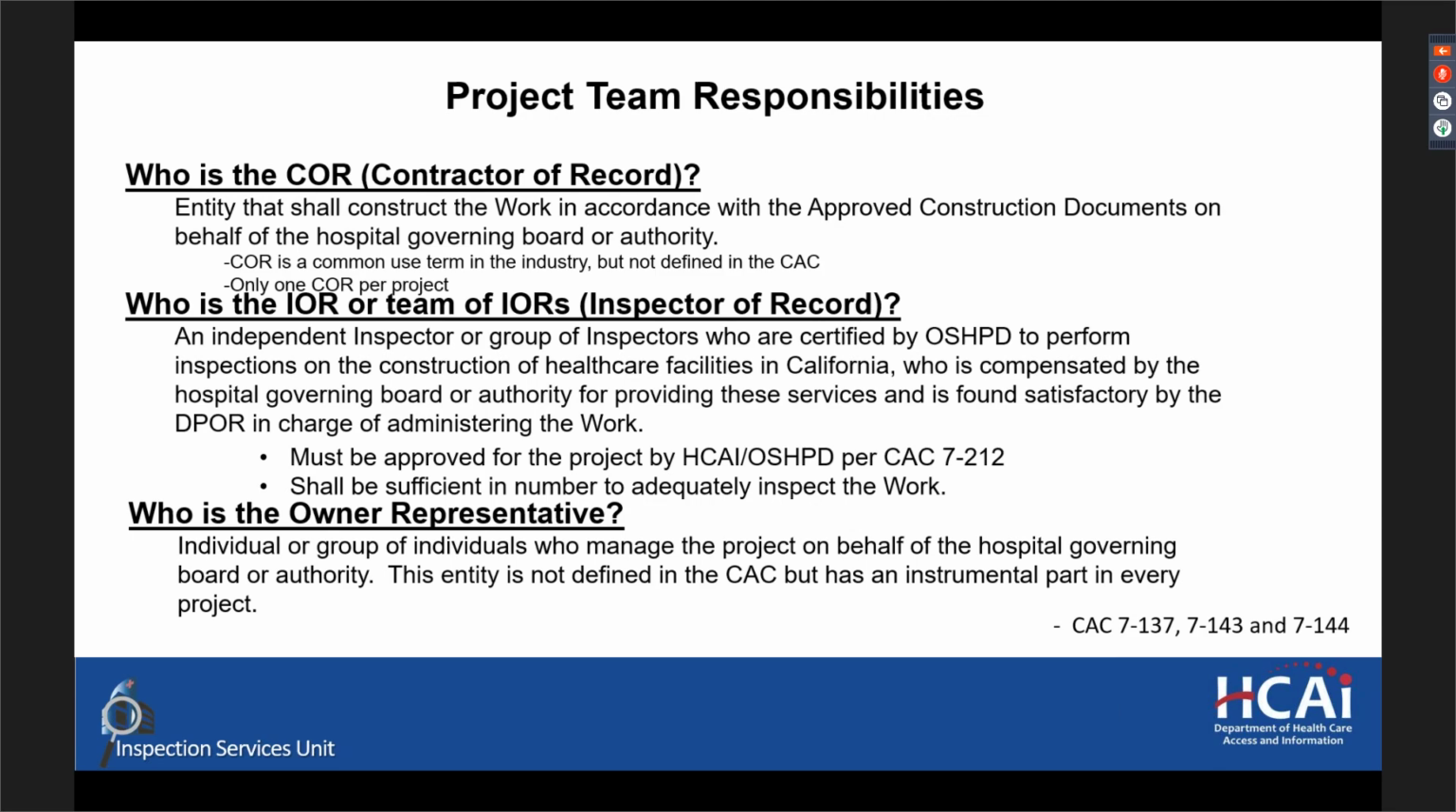And then finally, who is the owner representative? This would be the individual or group of individuals who manage the project on behalf of the hospital governing board or authority. This entity is not defined in the CAC, but has an instrumental part in every project, most notably keeping the project team oriented towards schedules and timelines and acting on behalf of the owner. This person may also help with the contractor or the designers in interfacing with the clinical staff of the hospital in question.